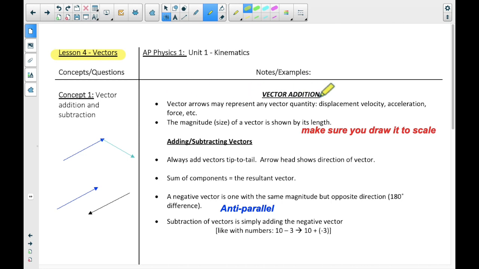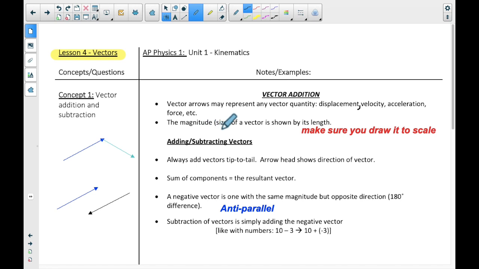Let's first talk about vector addition. We will add vectors together, and so first of all, what is a vector? A vector can represent any vector quantity. So displacement is a vector quantity. There should be a comma there. Velocity, acceleration, force, anything that has both magnitude and direction. And we represent it with an arrow, and that's what I have over here. These are arrows that could represent vectors.